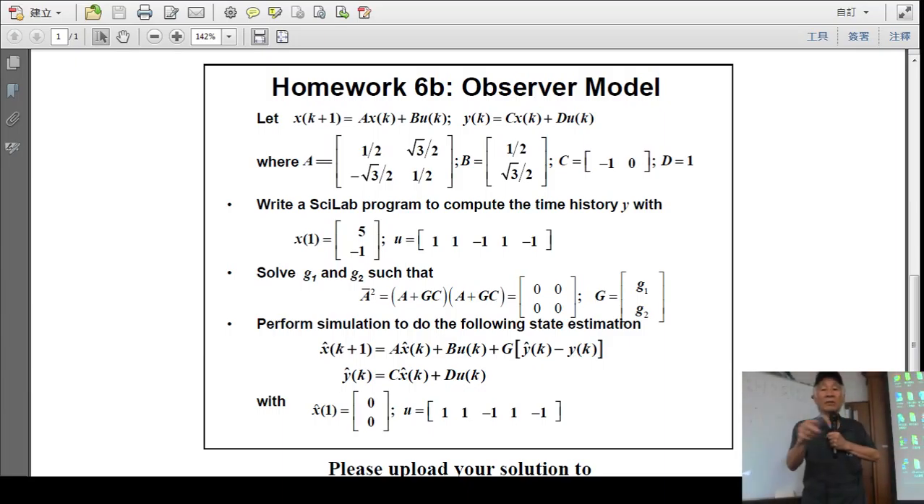This is also a very simple problem, easy to write a problem, without the state space model.